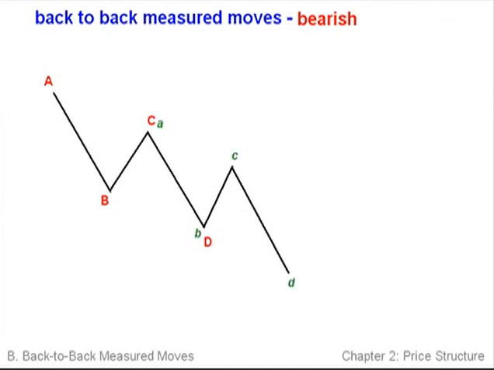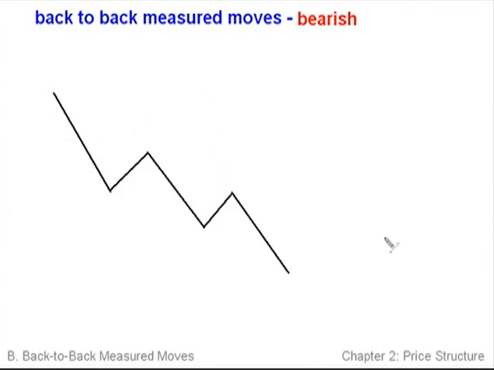The capital C to capital D range now becomes the new little A to little b move in pink that is a common leg of both measured moves. And if there are shallow retracements here and or here, there may be an additional measured move back to back. In fact, there may be quite a few in a strongly trending market.